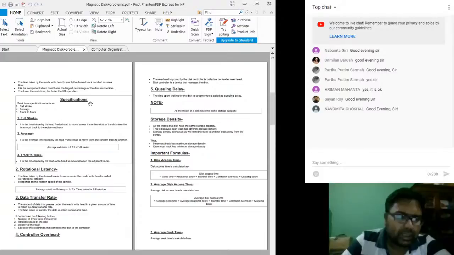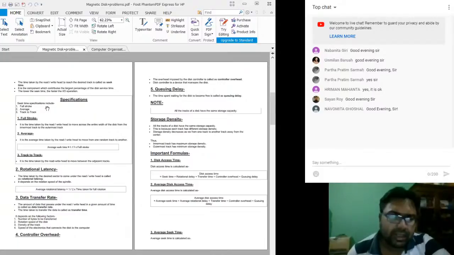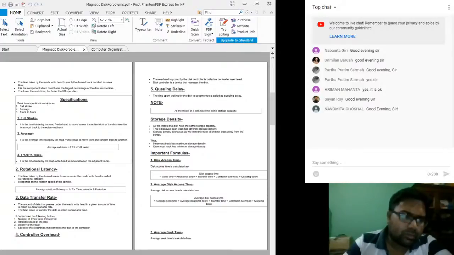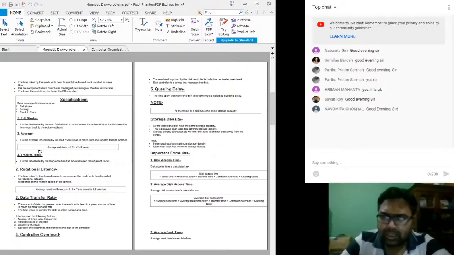So we will see what this seek time is. Seek time, as you all know, is the time taken by the read write head to reach the desired track in my magnetic disk. It has three or four variants, meaning how you can quantify it. First is full stroke. It is the time taken by the read write head to move across the entire width of the disk, from the innermost track to the outermost track. So this is the full stroke access time.